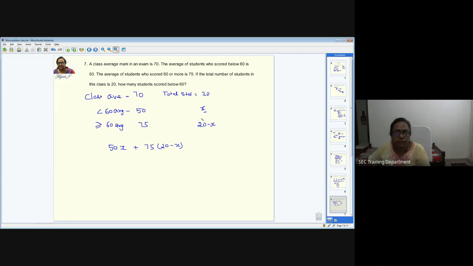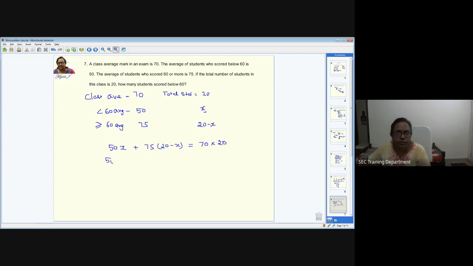The quantity here we take as 20 minus x into 75 average. And this is going to be the overall score, when you consider the total average into the quantity. But I don't have to write any x or y here. We'll write directly 20, because that's what is given there. And now you solve for it.